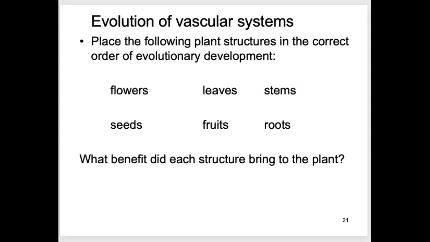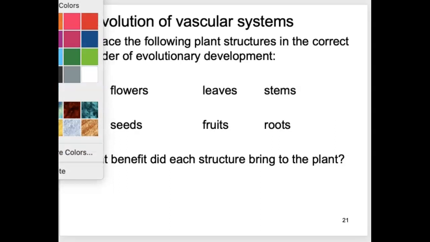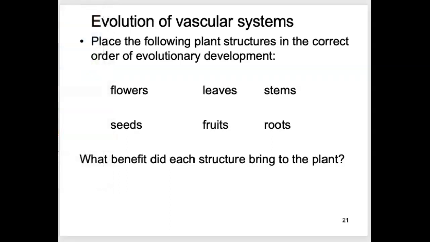Okay, so you're back. You guys should have your list 1 through 6 listing out these features, and then what benefit did each structure bring? So, let's do orange. Okay, so here's the evolutionary game.